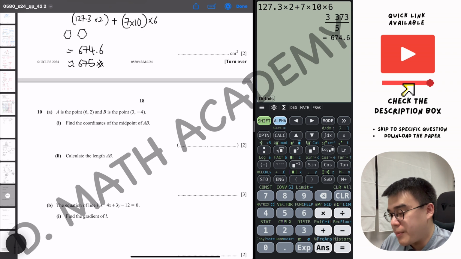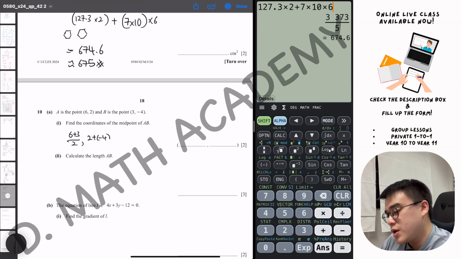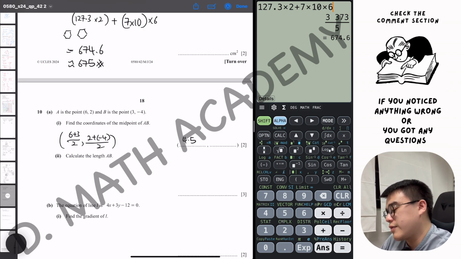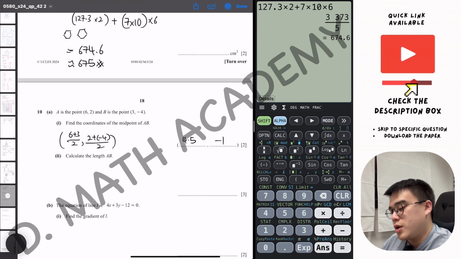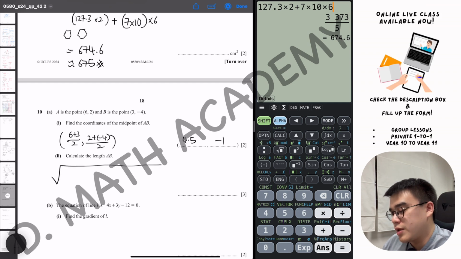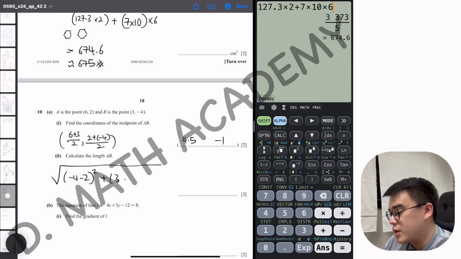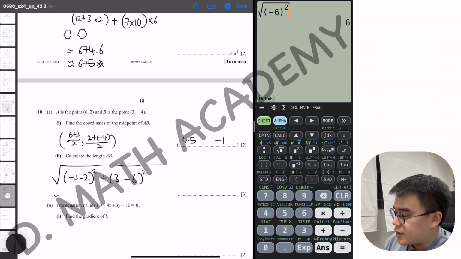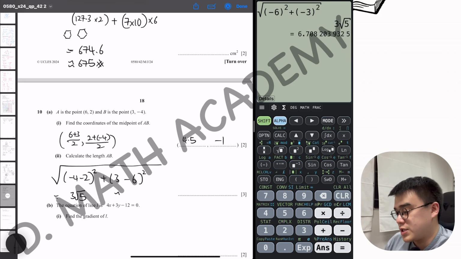So the x midpoint is just 6 plus 3 divided by 2, and 2 plus -4 divided by 2. You will get 4.5 and -1 as your answer here. If you want to keep it as a fraction, you can go ahead and do so. And for the length, it will just be your y2 minus y1, squared, plus x2 minus x1, squared. So just key into your calculator, -6 squared plus -3 squared. The answer will be 3 square root 5, which is approximately 6.71.